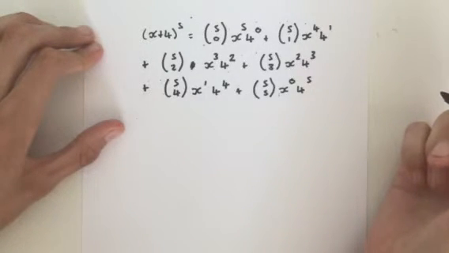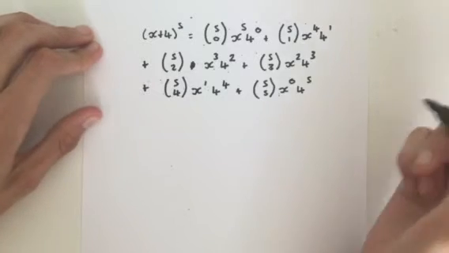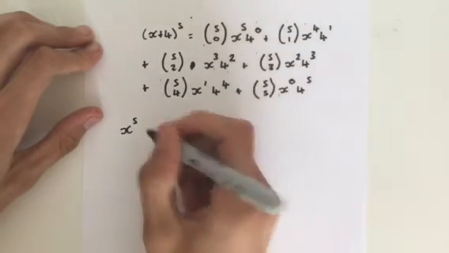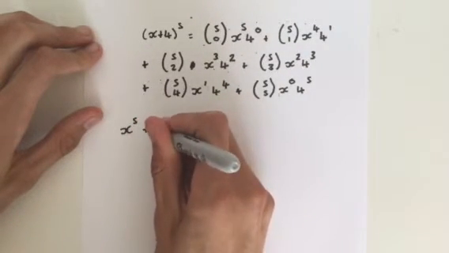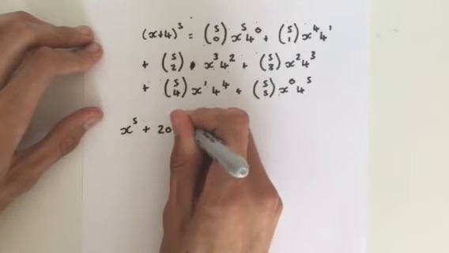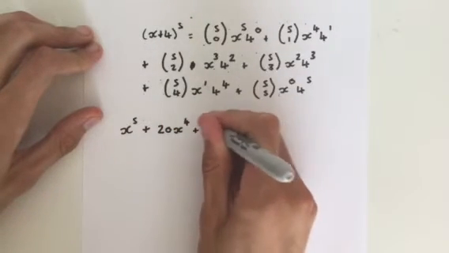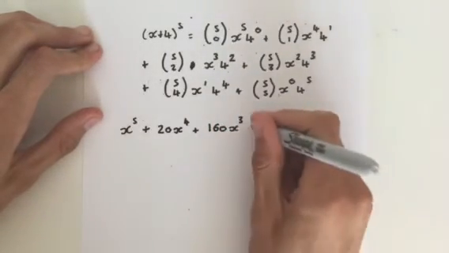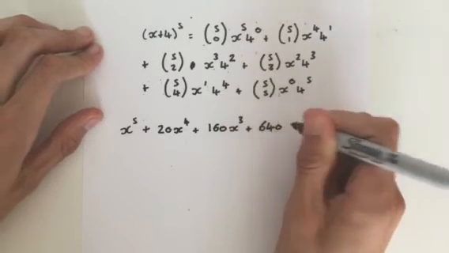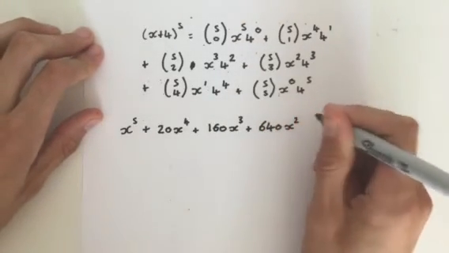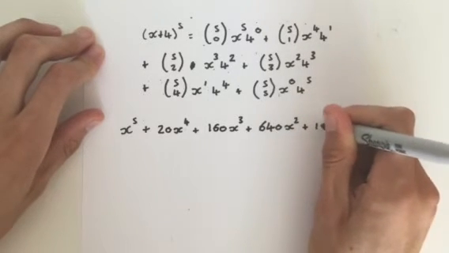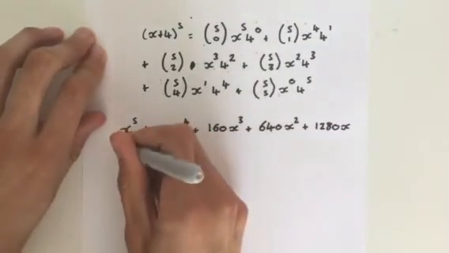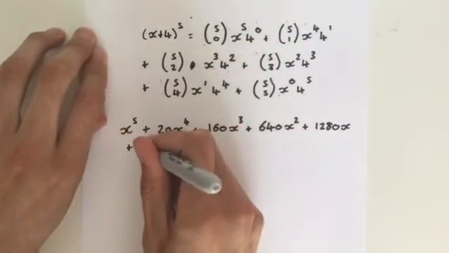When we simplify and substitute, we are left with this. x to the power of 5 plus 20x to the 4th plus 160x cubed plus 640x squared plus 1280 times x, and then add the last term, which is just 1028.